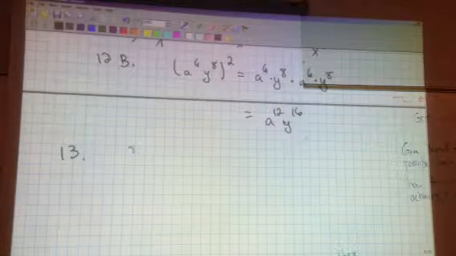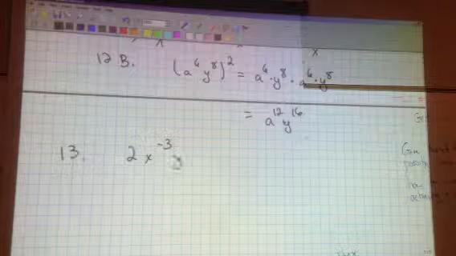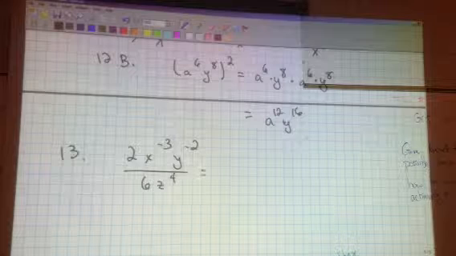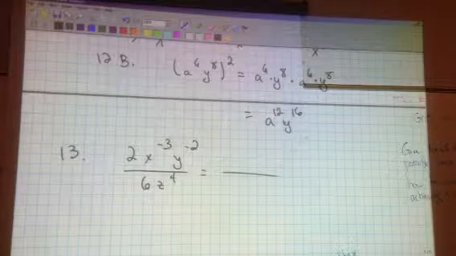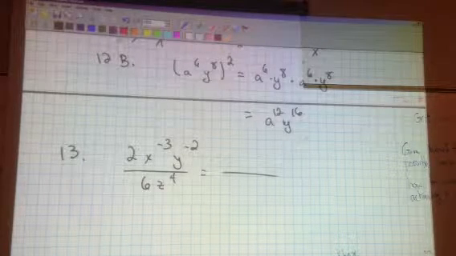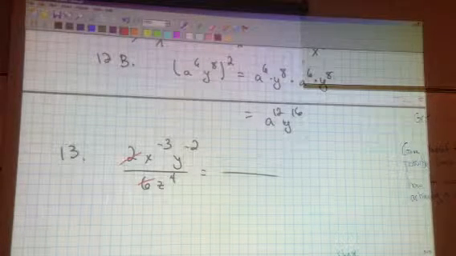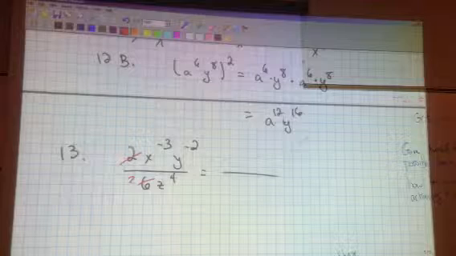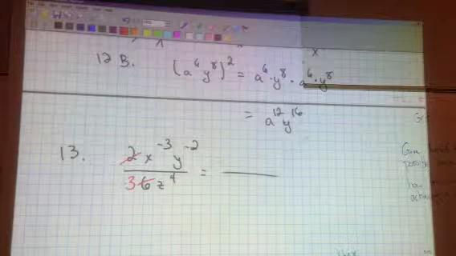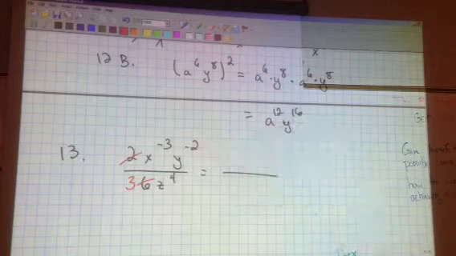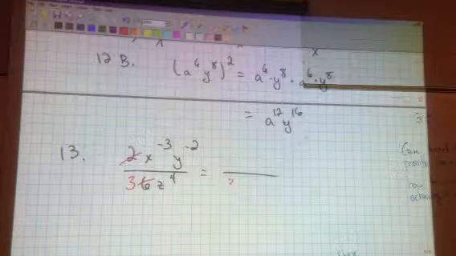13. So I have 2 to the x negative 3, y to the negative 2, all over 6z to the 4th. So we've got to simplify this. I'm going to put my fraction sign there, or division sign. 2 over 6 is going to reduce, so that just becomes a 3. We reduce that fraction because 2 goes into 2 once, 2 goes into 6 3 times. So I got a 3 down here.